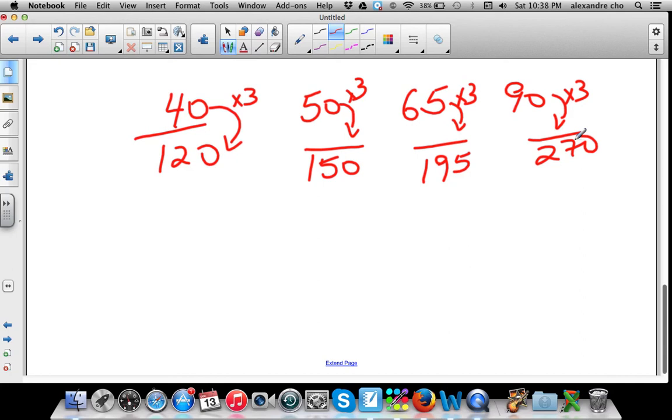I like the other method. This one is easier, but the other one forces you to think about equivalent ratios. Okay, and then we have the last problem.